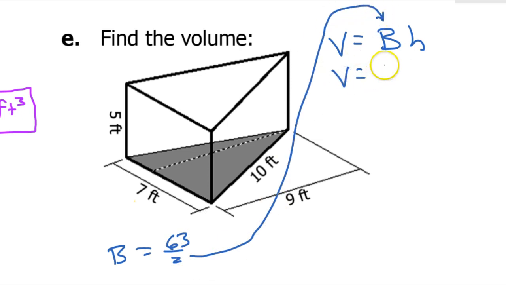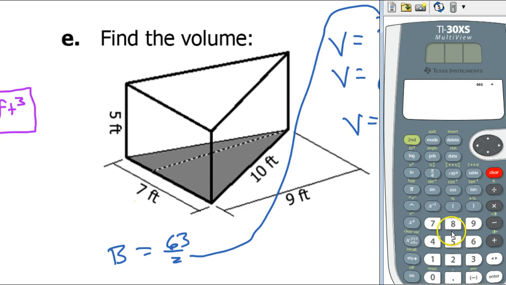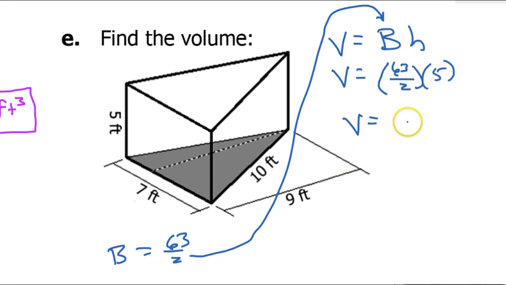So the volume is 63 over 2 times the height. The height of this prism is 5. Okay, so whatever this is, that's 315 over 2, also known as 157.5. Okay, cubic feet.